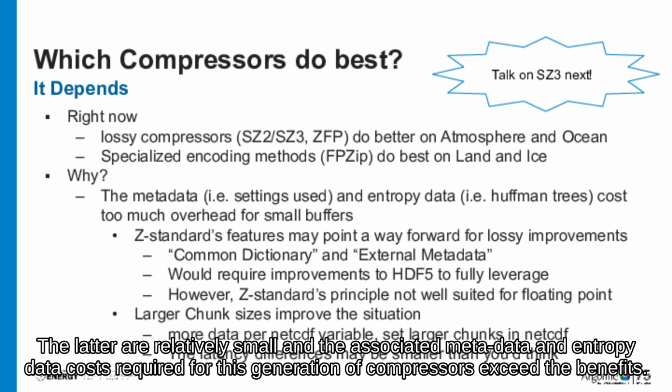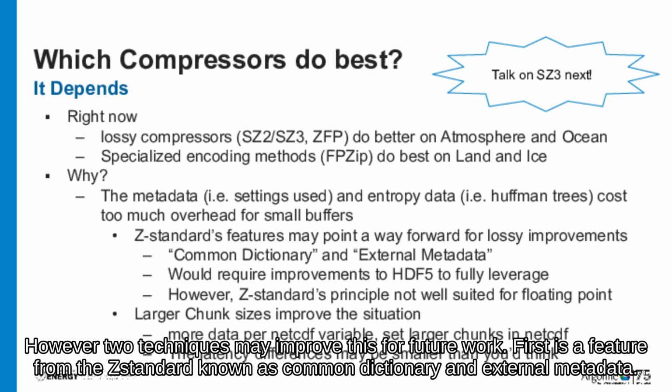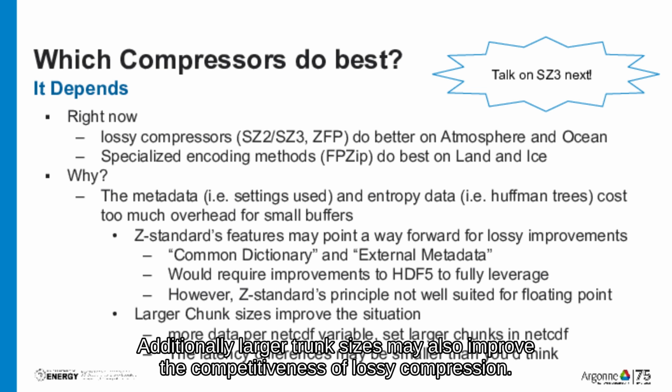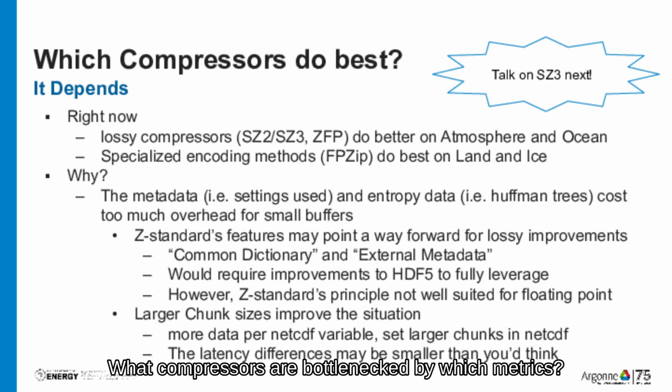However, 2 techniques may improve this for future work. First is a feature from the Zstandard compressor, known as Common Dictionary and External Metadata. These 2 features externalize the 2 forms of overhead so that they can be shared between invocations of the compressor. Fully leveraging this, however, would require changes to NetCDF and HDF5. Additionally, larger chunk sizes may also improve the competitiveness of lossy compression.